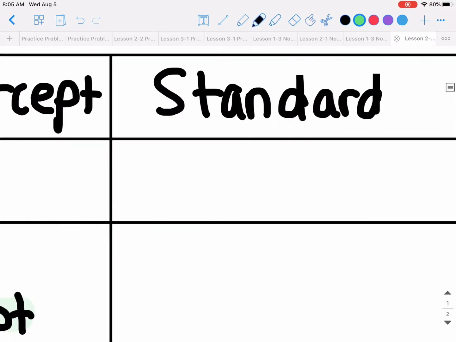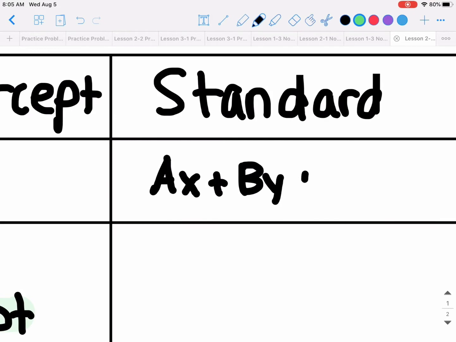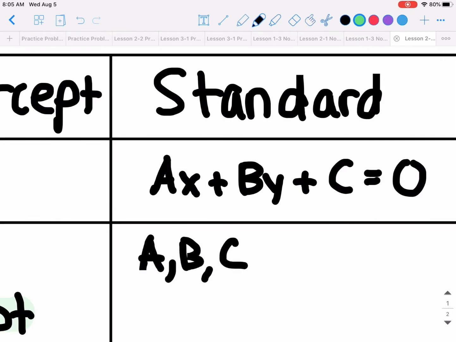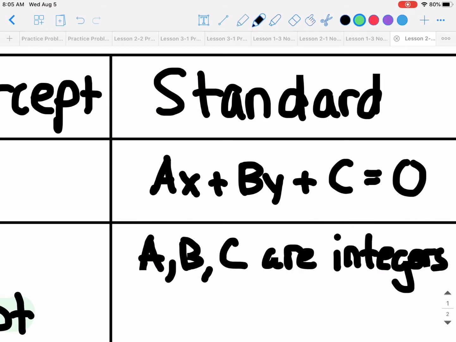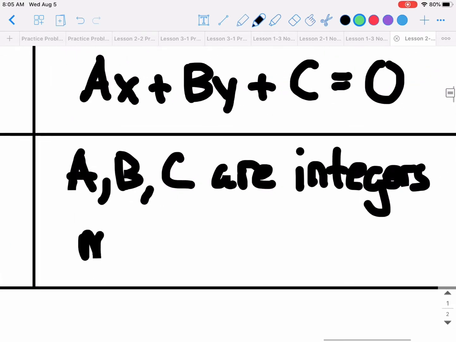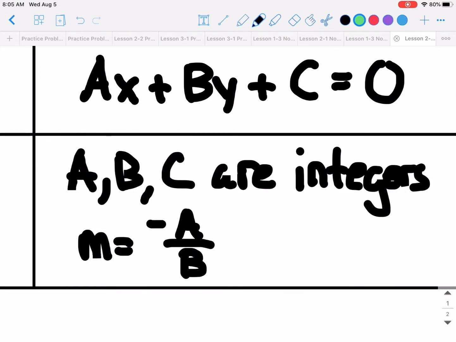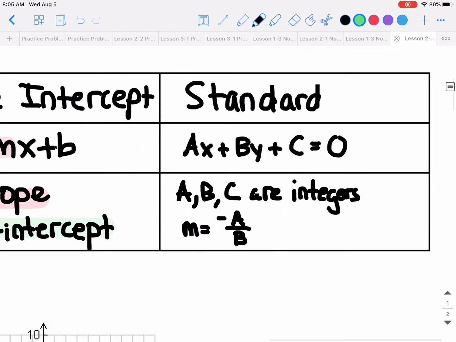For standard form, the equation is ax plus by plus c is equal to 0. A, b, and c need to be integers. To find the slope if you have standard form, it is negative a over b. So the negative coefficient of x over the coefficient of y is the slope.